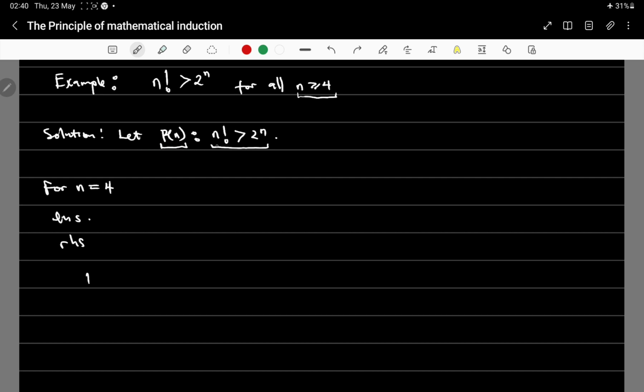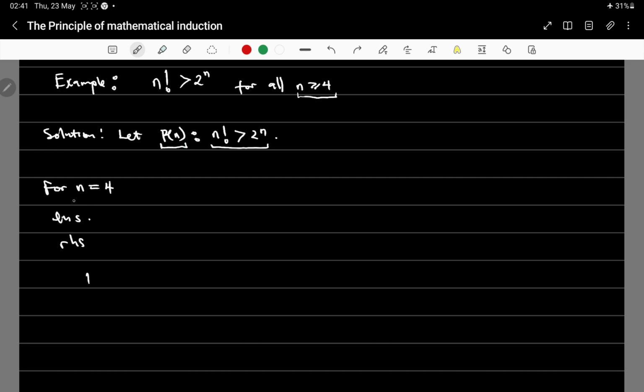We first let Pn be the statement n factorial is greater than 2 to the n. Why should we do this? Letting Pn be the statement reduces the labor of writing this entire statement. Instead of writing this entire statement, you can just call Pn in the proof. So if you are just saying Pn in the proof, you'll be meaning that n factorial is greater than 2 to the n. So Pn is just meaning the statement in terms of n.